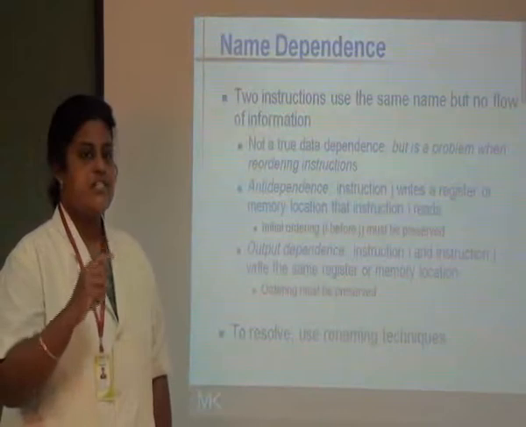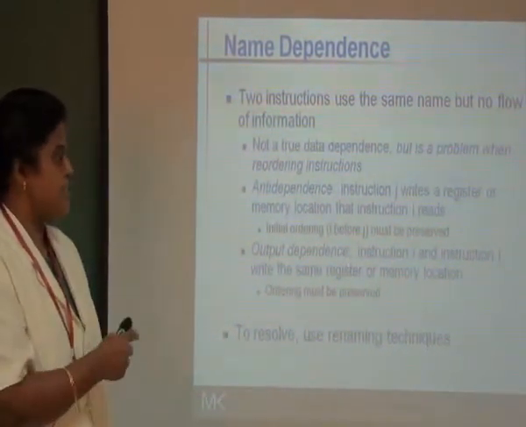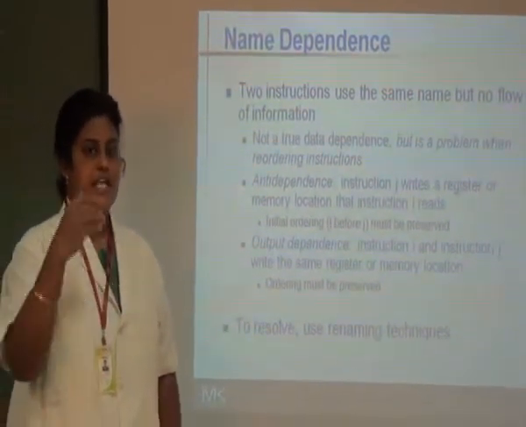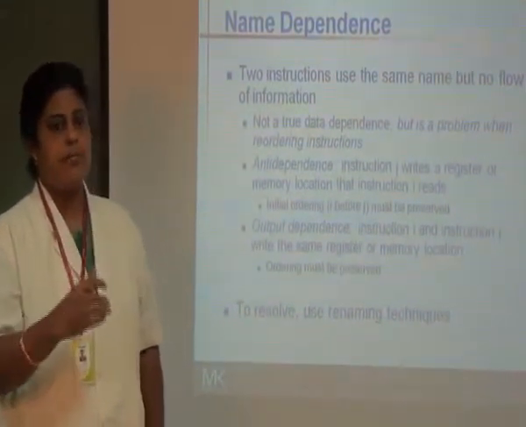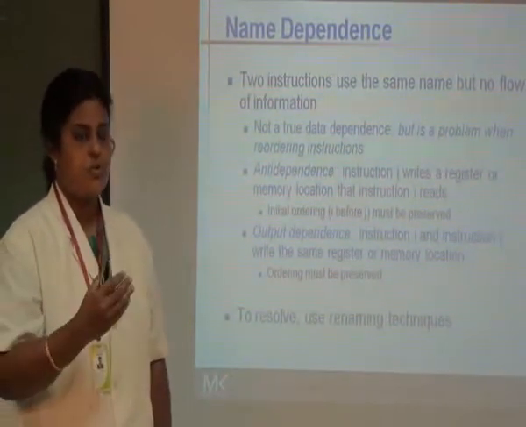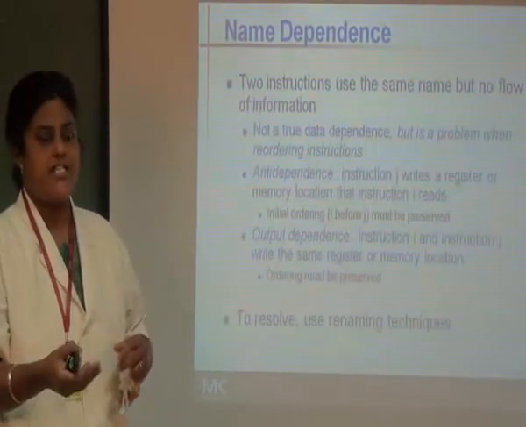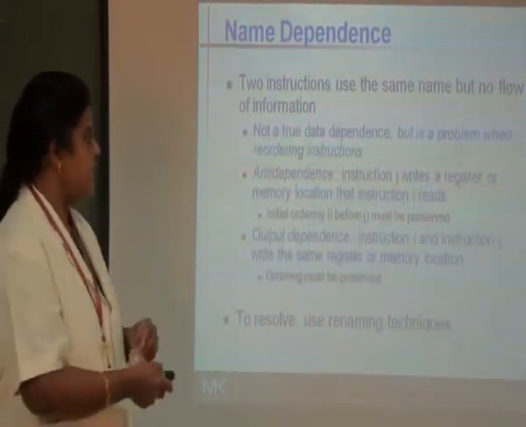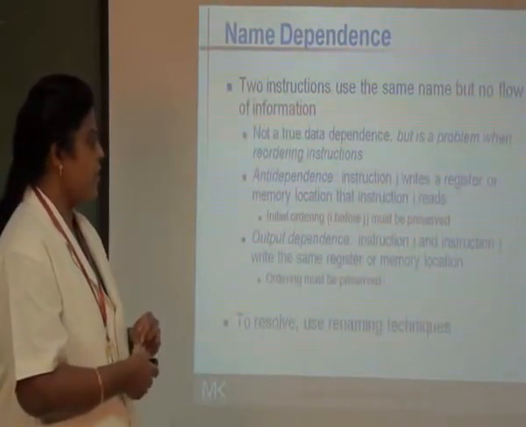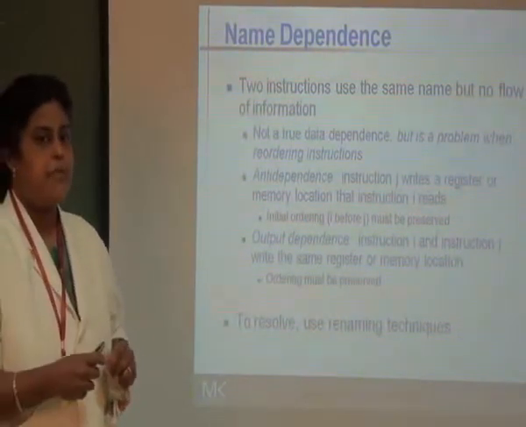So here instruction J is supposed to write a particular data into the memory location or a register over there. Instruction I is supposed to read. In such a case, the write operation must happen first, followed by the read operation. This is the normal sequence, and if something goes wrong and instruction I reads the data before J writes the actual result into it, definitely that is going to result in a hazard over here. Therefore, the initial ordering of I before J must definitely be preserved in order for this anti-dependence problem not to happen.